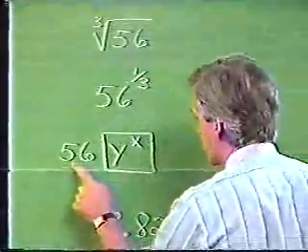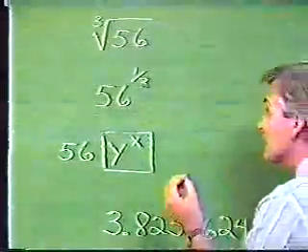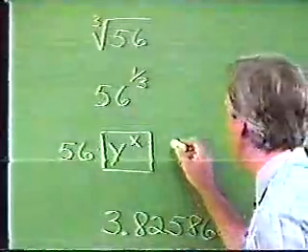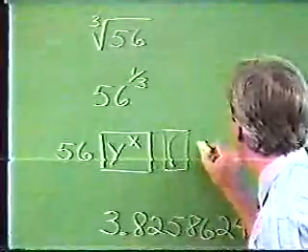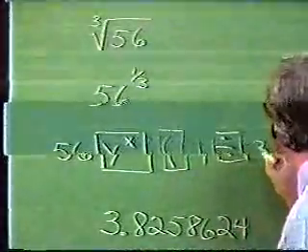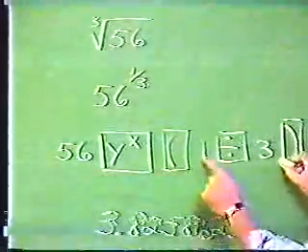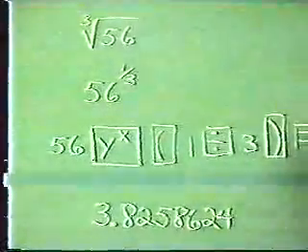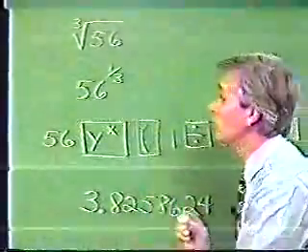We would input 56, hit the y to the x key, and now it's a request for the exponent. But the exponent involves an operation, 1 divided by 3. So what we would do to indicate the exponent is open a parenthesis, and then write 1 divided by 3, and close the parenthesis. And when we close the parenthesis, the calculator is performing 1 divided by 3. All right, then when we hit an equal sign, it'll give us our answer. And this is the approximation of the cube root of 56.